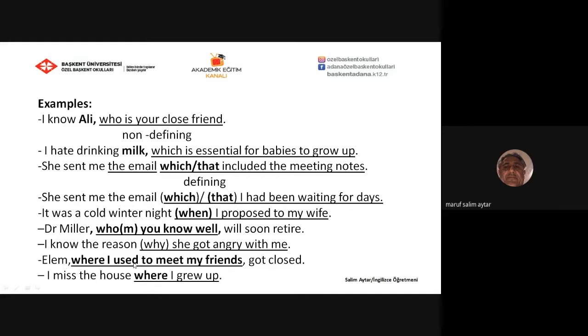LM, where I used to meet my friends, got closed. Okay, it is a kind of restaurant. So it is a name, be careful, of a restaurant. So LM, where I used to meet my friends, mind you, okay, the non-defining relative clause is put into commas. LM, where I used to meet my friends, got closed. I miss the house. Which house? Where I grew up.